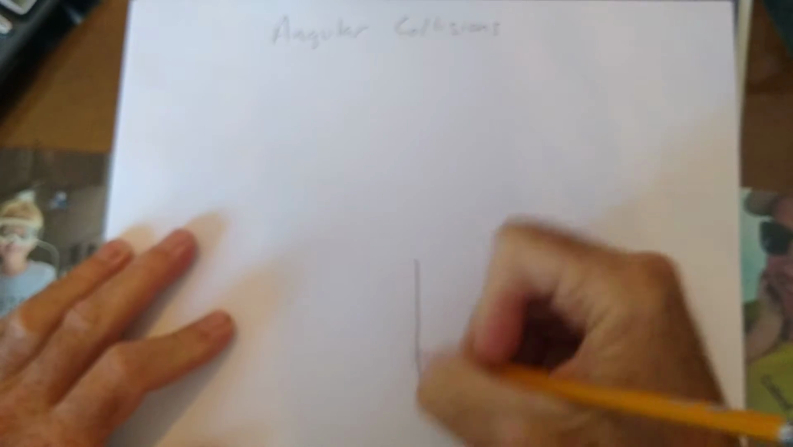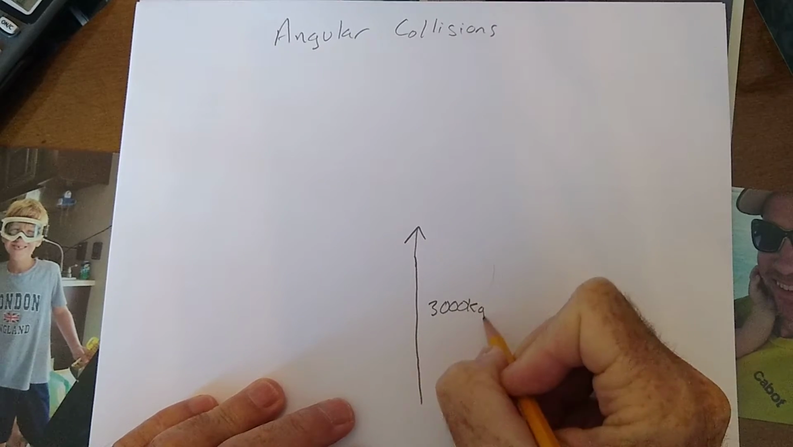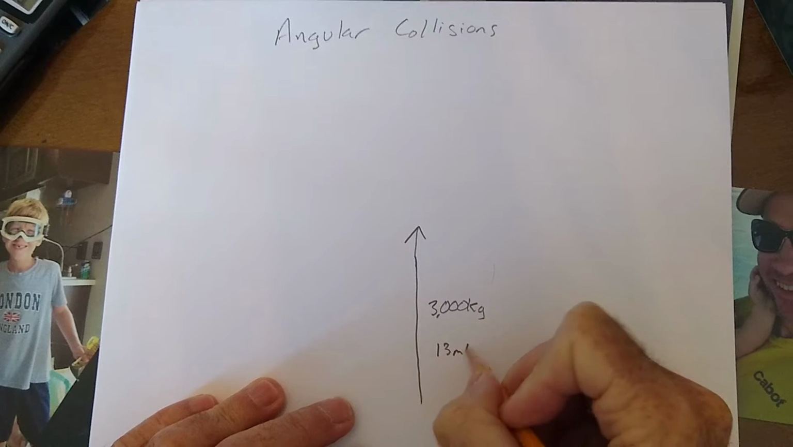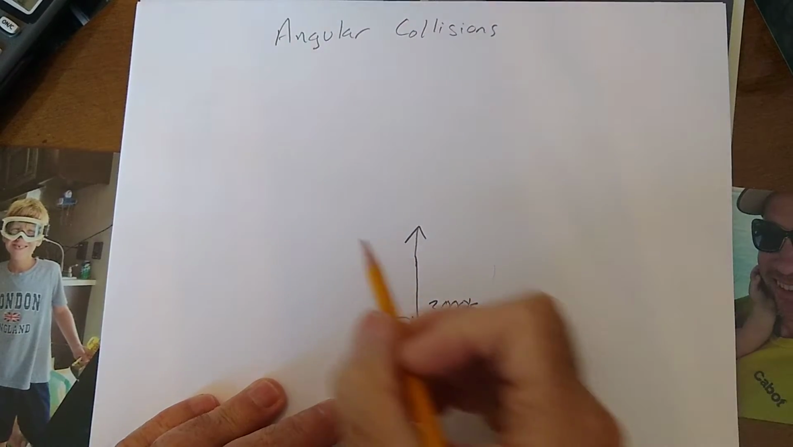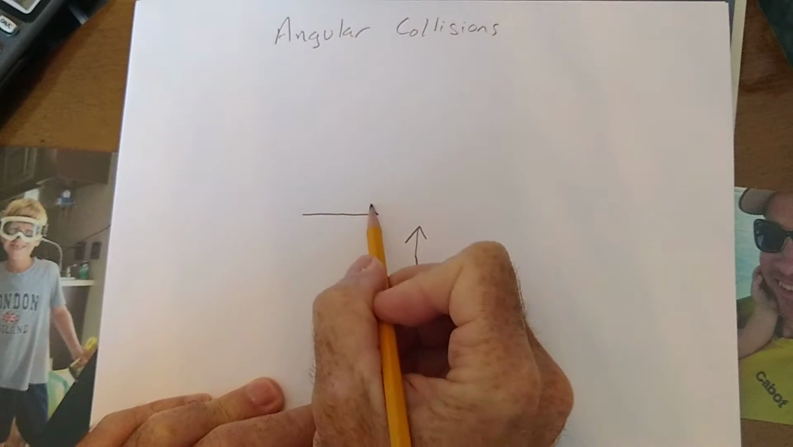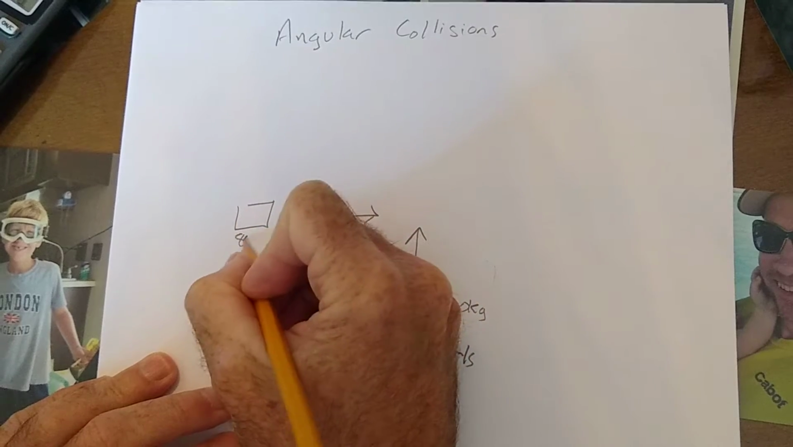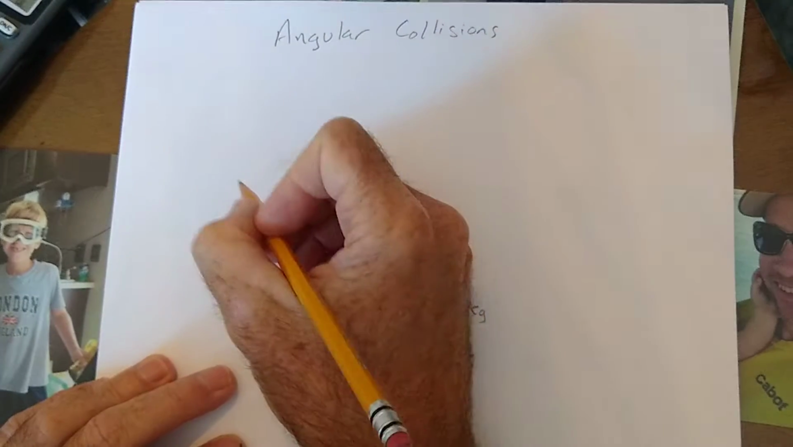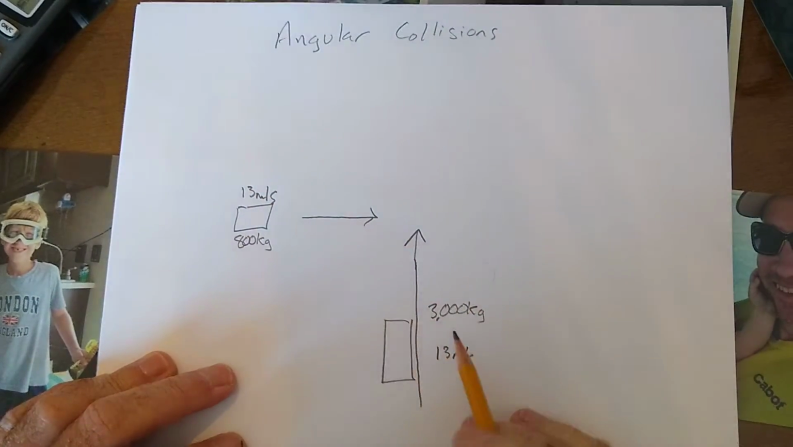We have a truck. It's heading north. We're going to say it's 3,000 kilograms. That's a big boy. At 13 meters per second. There it goes. And heading east is a little 800 kilogram car. And it's also going 13 meters per second. All right. Now these guys are going to collide with each other.